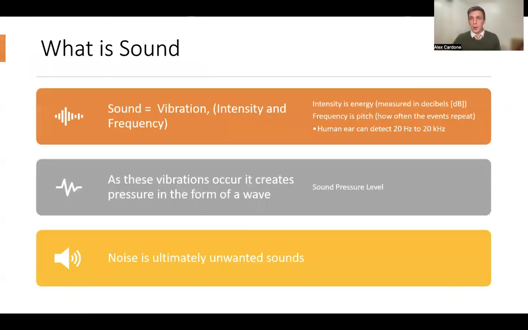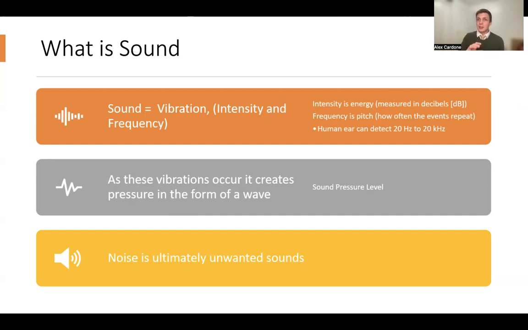So first, we're going to be going over what is sound. Ultimately, sound is vibration, very similar to radiation. Radiation occurs in energy waves that are produced from a material. Sound, very similarly, is energy waves that are created. Particularly, there are two items that make up sound and vibration. That's intensity and frequency.